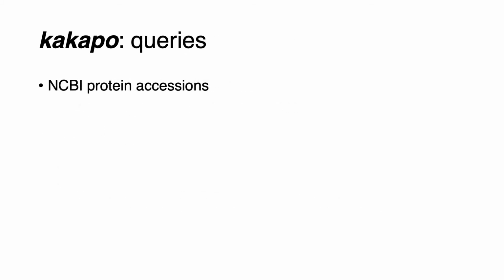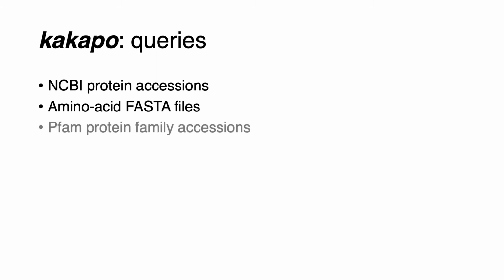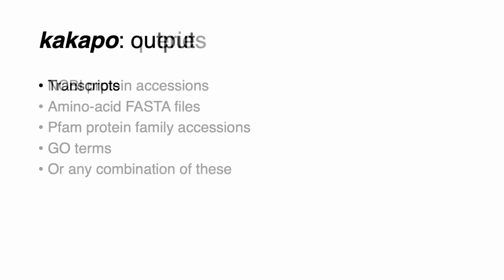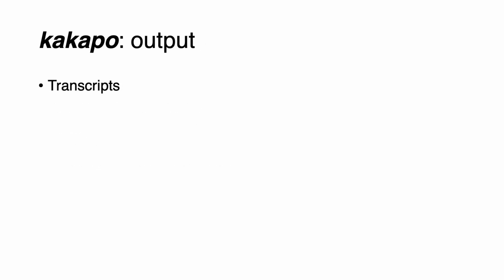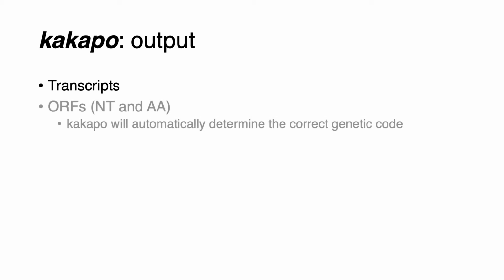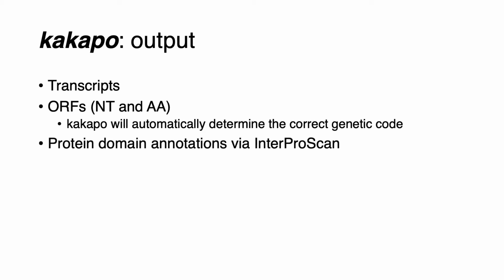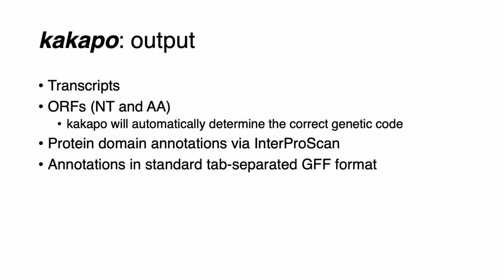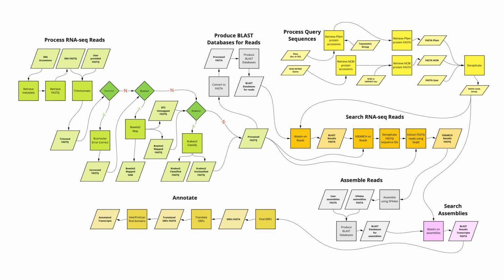Proteins of interest, or queries, can be provided as NCBI accessions, amino acid FASTA files, PFAM protein family accessions, GO terms, or any combination of these. In the end, Kakapo will output several different files: FASTA files with assembled transcripts, FASTA files with open reading frames, both as nucleotide sequences and their translations. Lastly, it will optionally run InterProScan and create complementary GFF files with predicted protein domain annotations. This was a simplified overview of Kakapo. A more detailed flowchart can be found in the file section of this talk, and it is also available on GitHub.